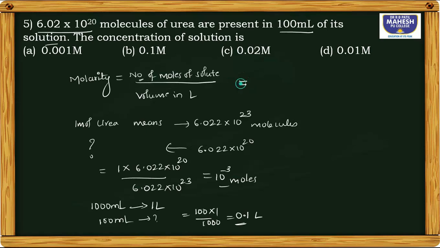Now substitute here. This is 10 to the power minus 3 divided by 0.1, which is 10 to the power minus 1 in the denominator. If you take it to the numerator, 10 to the power plus 1, the remaining is 10 to the power minus 2 molar. Or you can write that as 0.01 molar. So which option is the correct one? Option D.